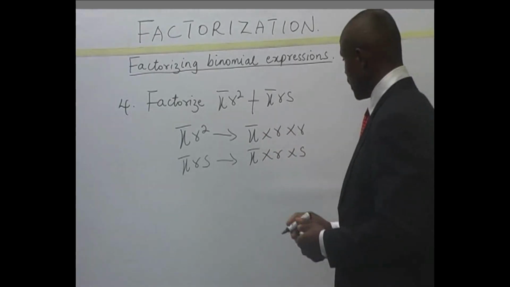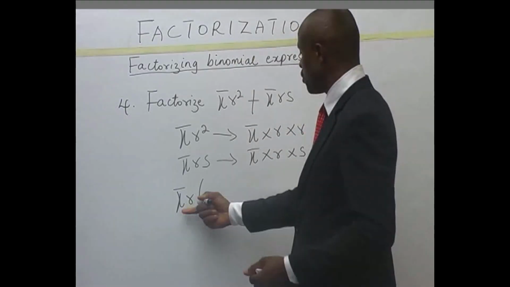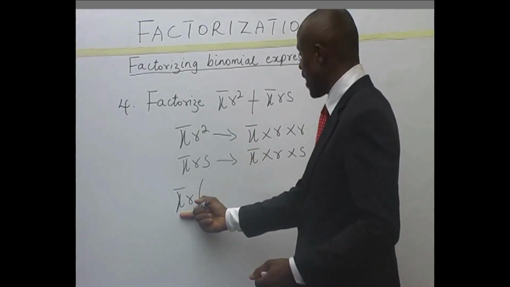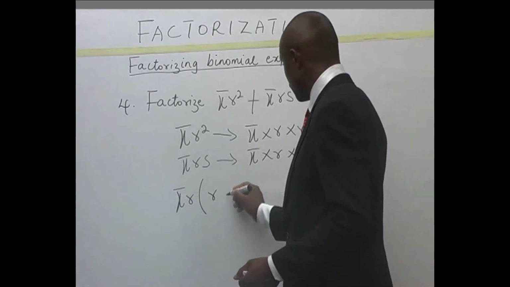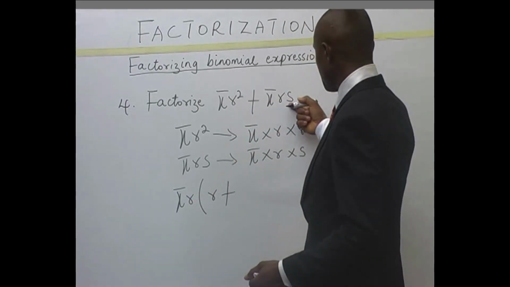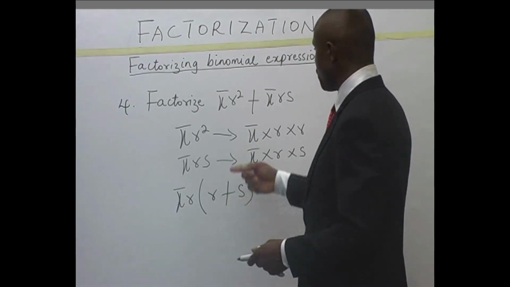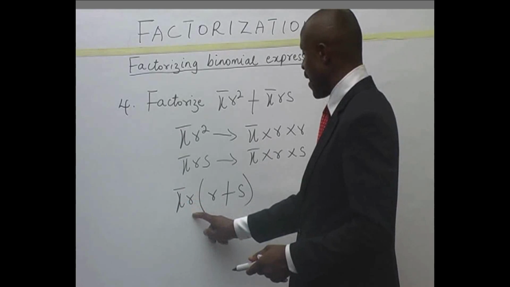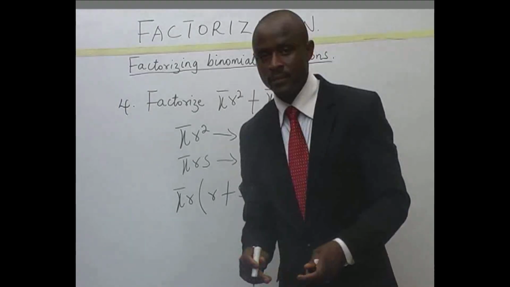What do you have in common? Pi and r. So bring it out. Pi r. Put your bracket. Begin to divide the terms you have in the binomial expression with the common factor. Pi r dividing pi r squared, you'll be left with r. Bring plus, this plus. Pi r dividing pi rs, you'll be left with s. The factorization of this binomial expression, pi r squared plus pi rs, is pi r, bracket, r plus s, bracket closes.